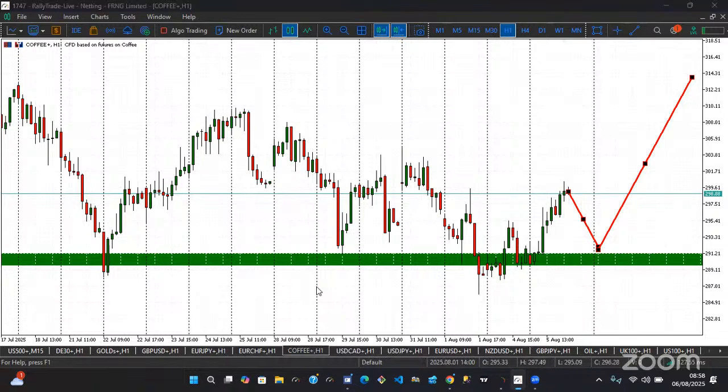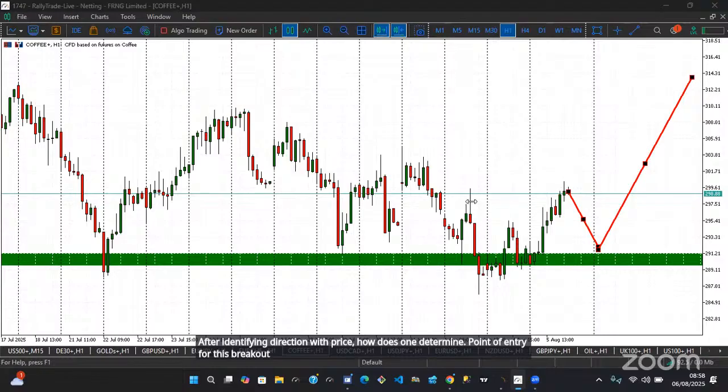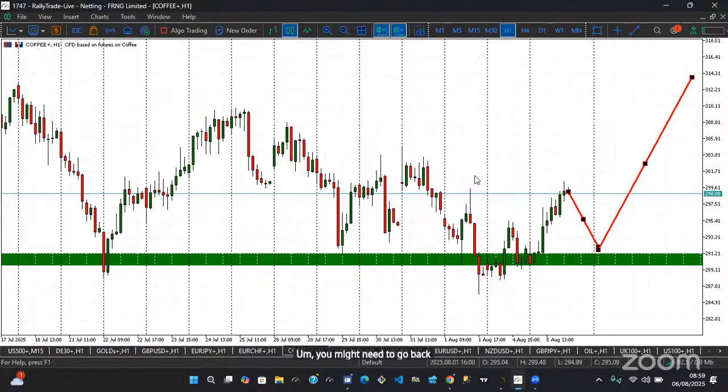After identifying direction of the price, how does one determine point of entry for this breakout retest? Oh, I think I've done that a couple of times. You might need to go back to this video again, Chief Priest. Please head over to this video on YouTube and watch it again. Try to understand the concept. You might not get what I'm saying right now, but if you go over it again, then it might become clearer.